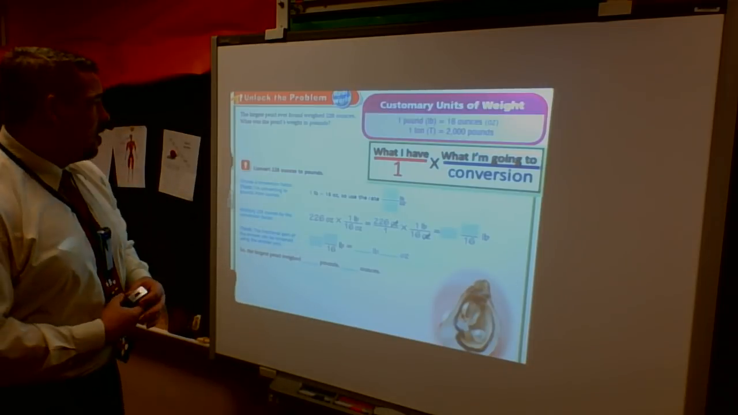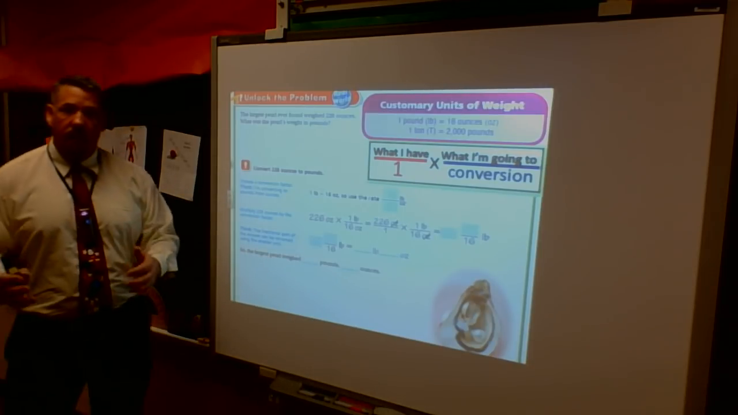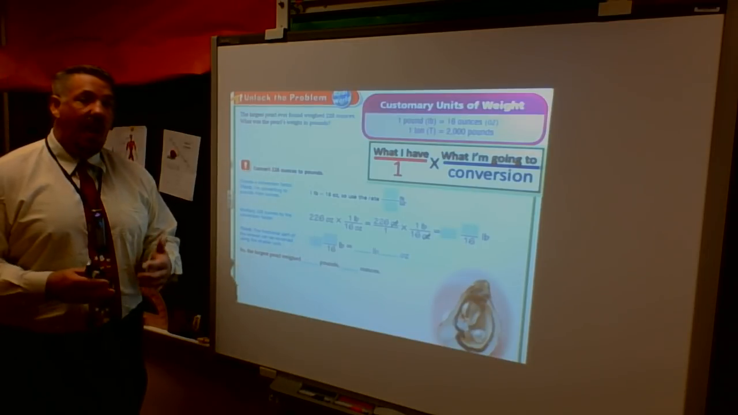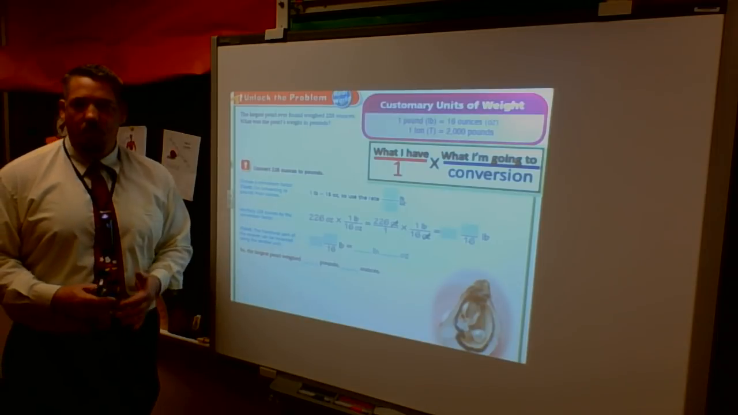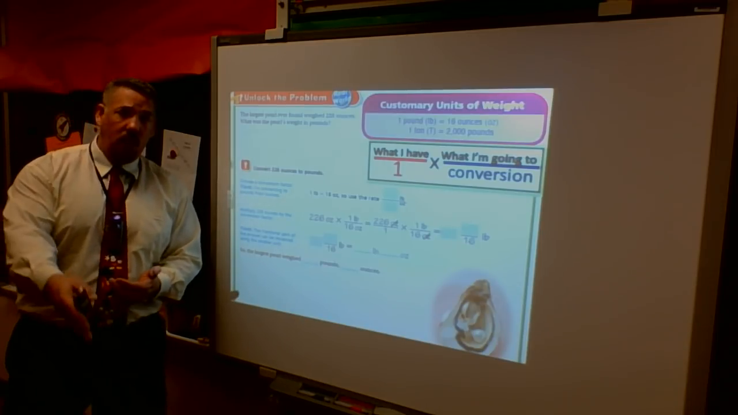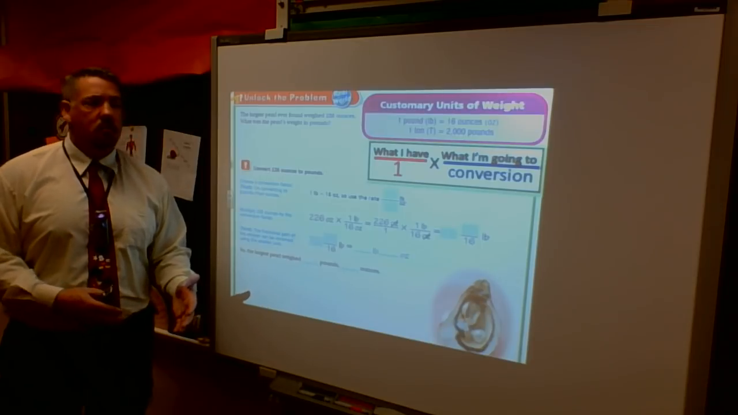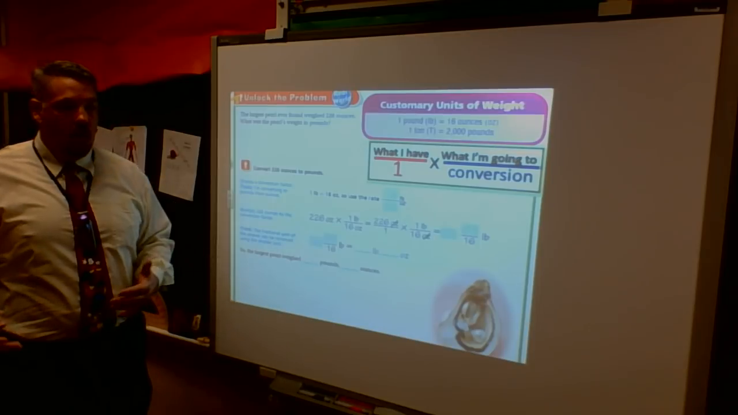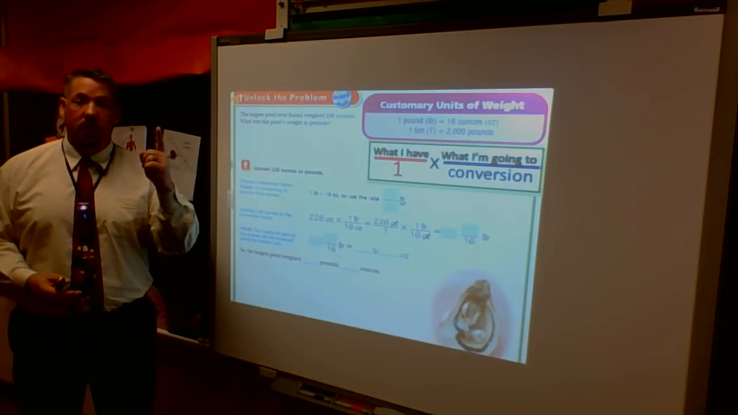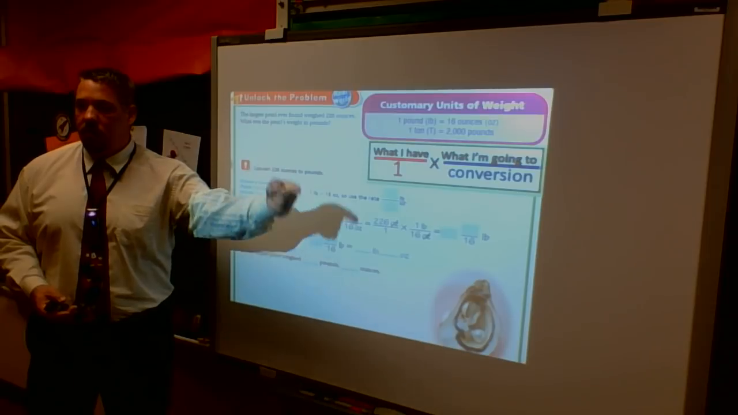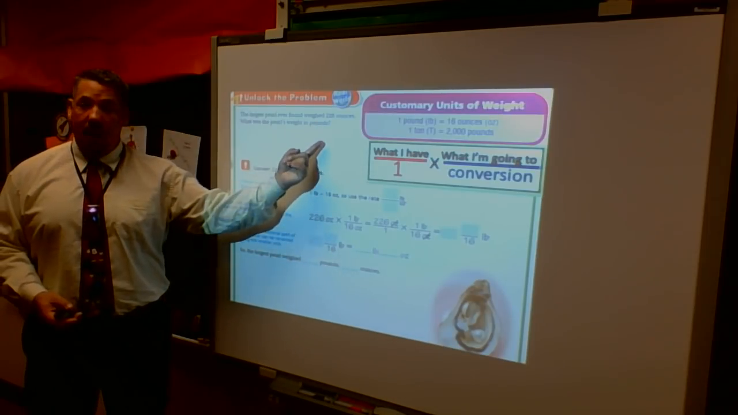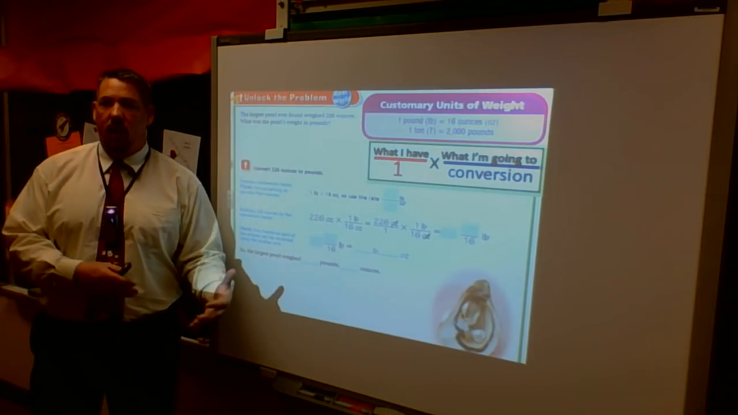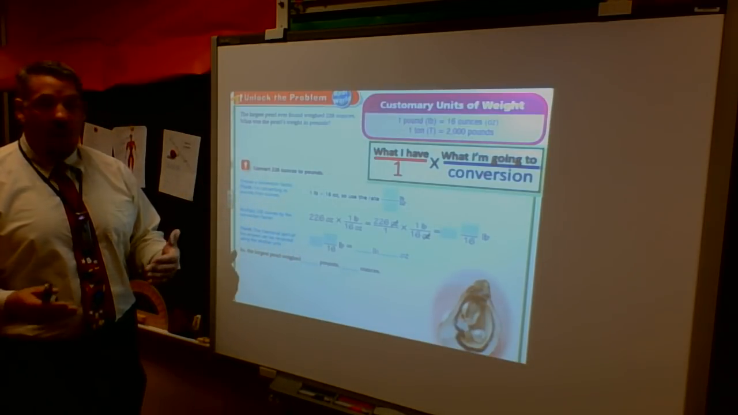Our first scenario is talking about the largest pearl that was ever found. The largest pearl ever found weighed 226 ounces. What was the pearl's weight in pounds? You and I don't talk about, well, hey, how many ounces do you weigh? We usually talk about pounds. Well, I have to be able to convert that. So how do I know what conversion to use? Well, my conversion is always what I'm starting with, ounces. And then what am I going to? I'm going to pounds. So I know pounds has to be on top. What conversion factor or conversion rate would I use? Well, I have to use the one where pounds is on top.